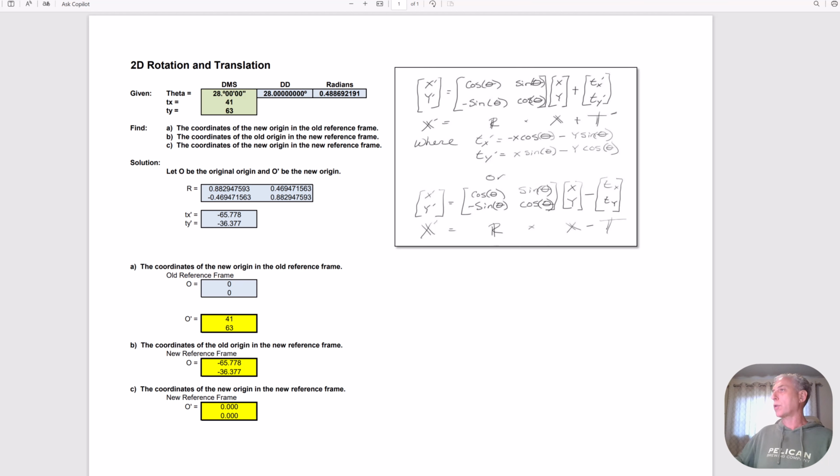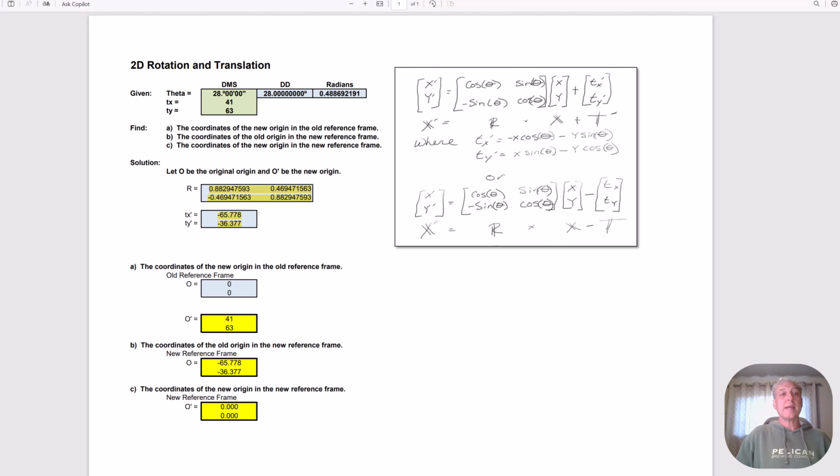And you can walk through this on your own, but essentially I want to point out that here's my rotation matrix. I only have to do that once, right? Because the rotation angle of my new reference frame from my old reference frame doesn't change through a problem. So that's going to be constant for the transformation. And neither do my tx prime or my ty prime.